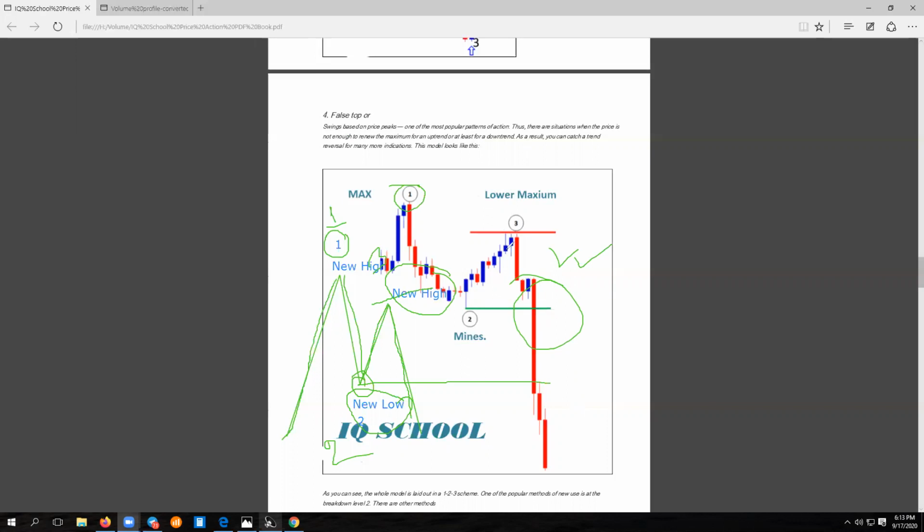So the third level, we want to make high before first level. Yes, make high. First level is new high. First we want the market to travel to one. After that, it comes down to two. The third point will go higher than one. Okay.